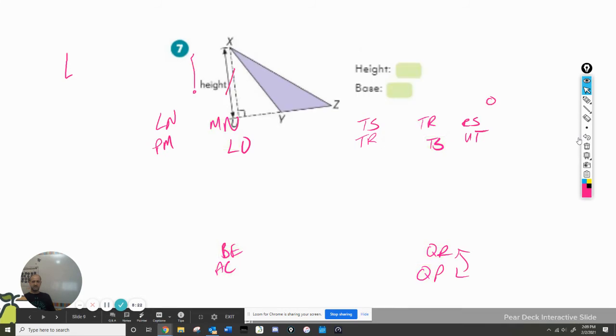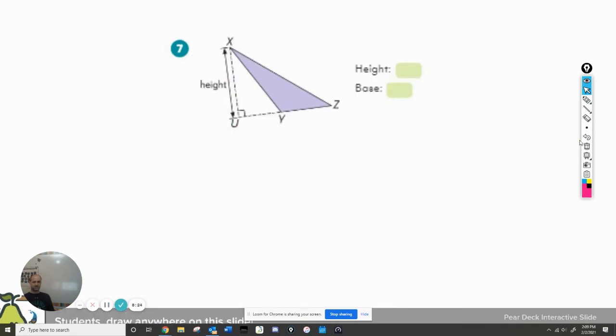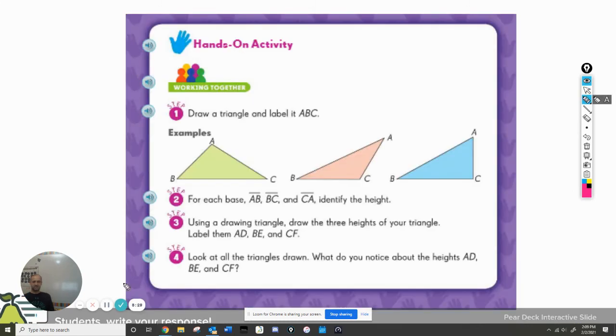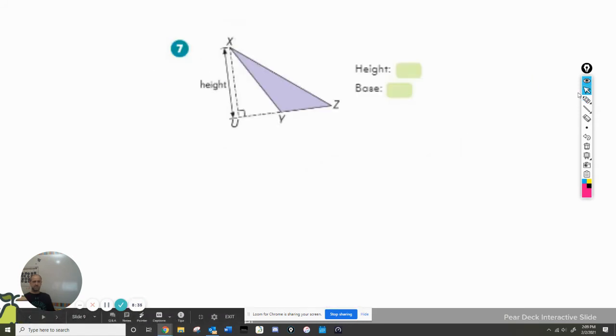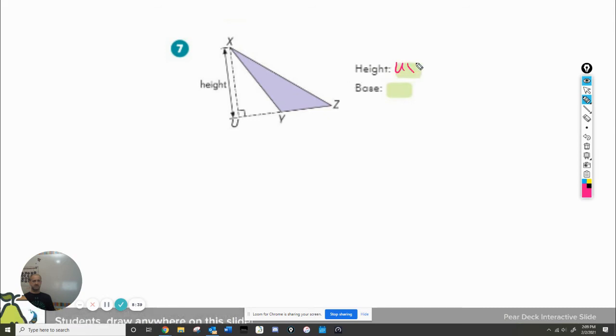Let's see. Oh, one more, just to be tricky. If the height is XU, the only possible base is... Oh man, I'm trying to teach here, man. The only possible height is, wait, the height is UX, and the base is then YZ.